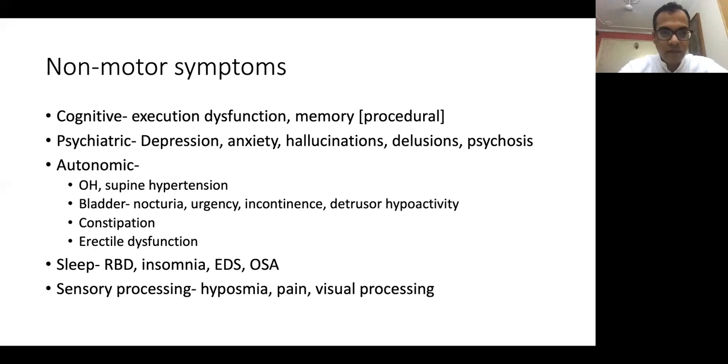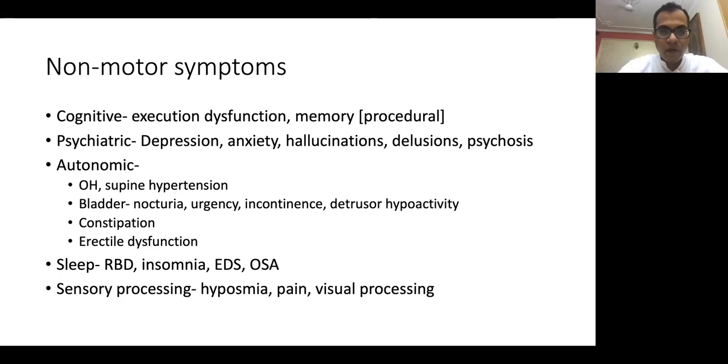Depression and anxiety is very, very common in Parkinson's disease, and it takes away a lot of quality of life. So screening for depression and anxiety should be done at every visit. A lot of patients do have hallucinations, delusions, and frank psychosis as well, which can be managed easily.